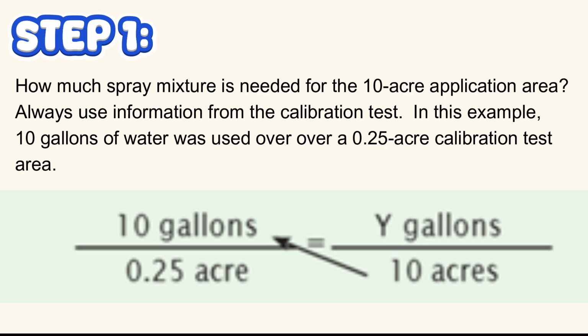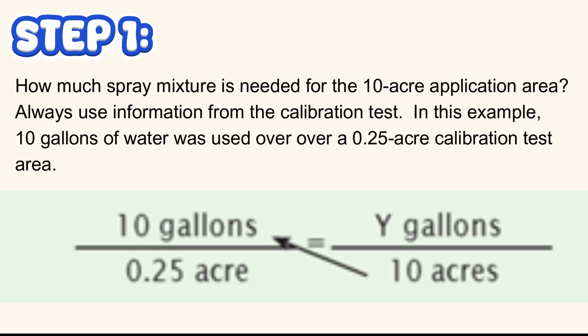We've got some constants to work with. We understand that when we were doing our calibration tests, 10 gallons of water was used over a 0.25 or 1/4 acre calibration test area. I want you to understand how I set up this algebraic equation. On the left side, I put the 10 gallons with a line underneath it and the 0.25 or 1/4 acre underneath that. This once again denotes that we used 10 gallons of water over that 1/4 acre area when we were doing our calibration test.